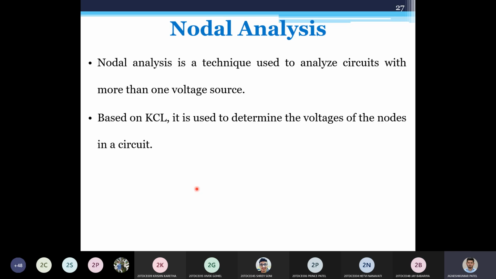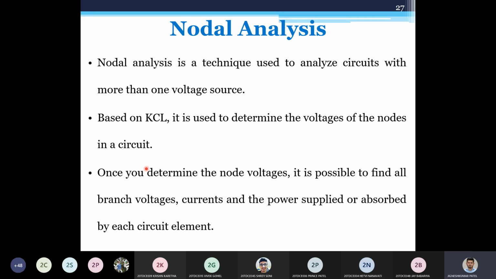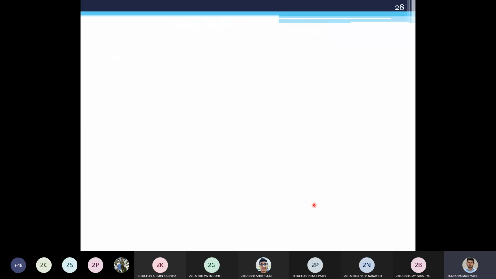Now the nodal analysis uses KCL. Earlier in mesh analysis we were using KVL, but here we are going to use KCL. It is used to determine the voltages of the nodes in a circuit. Okay, so we'll find out the voltages at different nodes using KCL. Once you determine the node voltages, it is possible to find all the branch voltages, currents and the power supplied or absorbed by each circuit element. So the node voltage is the basic information. From that information I can get any of the other parameters, be it a voltage, current or power. I can do it. Okay.